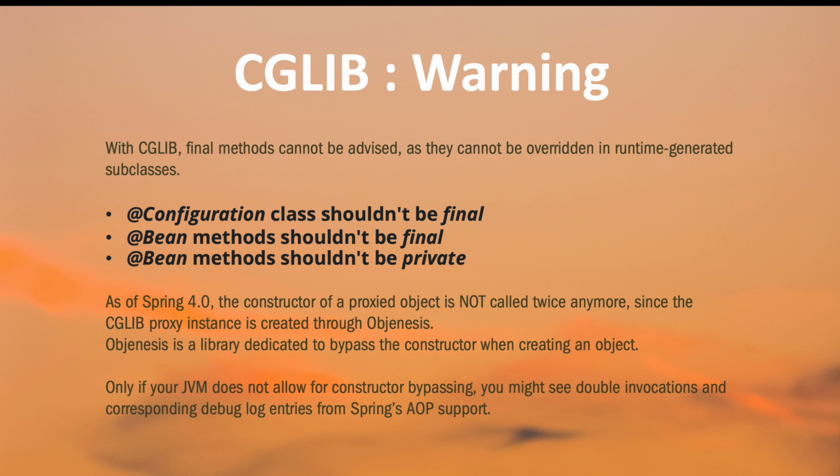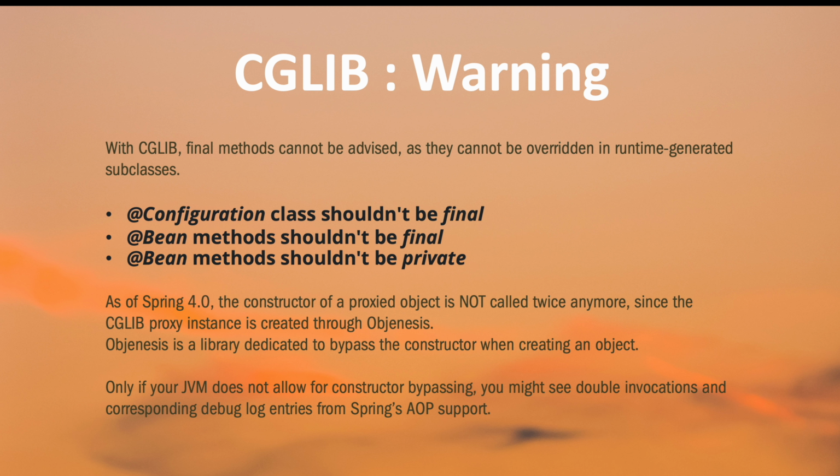The @Bean method also, since it's going to be overridden, you cannot override a final method, so it shouldn't be final. Also it shouldn't be private, because then the subclass won't have access to it in any way. So these three things you must be aware of when you are dealing with proxies. Your @Configuration class should not be final. Your @Bean method should not be final. Your @Bean method should not be private.